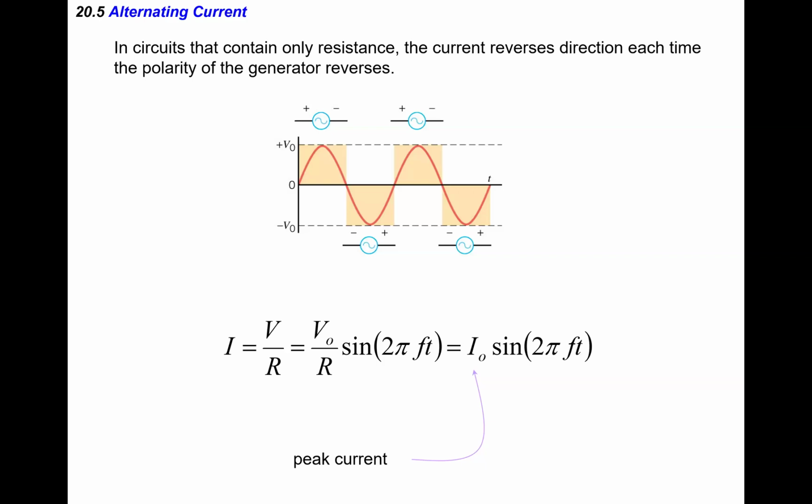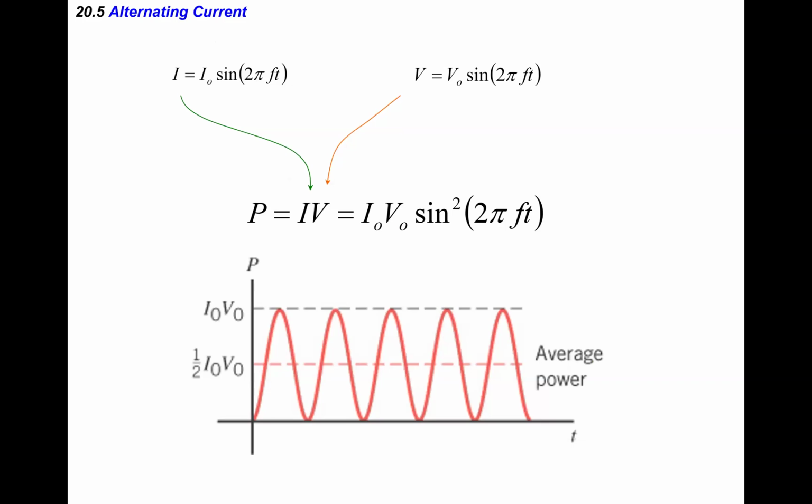And then in circuits that only contain resistance, the current reverses direction each time the polarity of the generator reverses. If you only have resistance, current will be equal to this voltage as a function of time divided by R, so your current is also a sine function, and I0 is V0 over R. Then our average power: power will be equal to current times voltage.